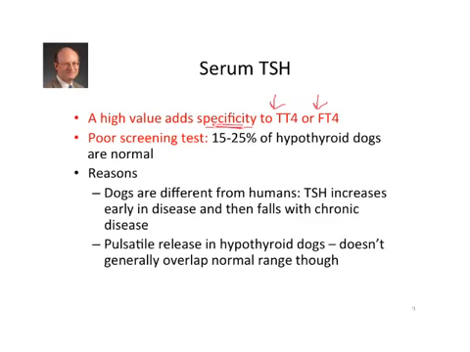The reasons we mentioned before are that dogs are different than humans. TSH rises early in disease and maybe falls in chronic disease, and there may be pulsatile release in hypothyroid dogs. But generally this doesn't lead to absolutely low values. The pulsatility in hypothyroid dogs generally still leaves TSH elevated most of the time. So the most important point here is that you want to use TSH in combination with T4 or free T4.